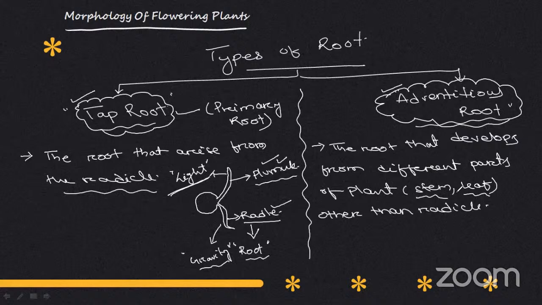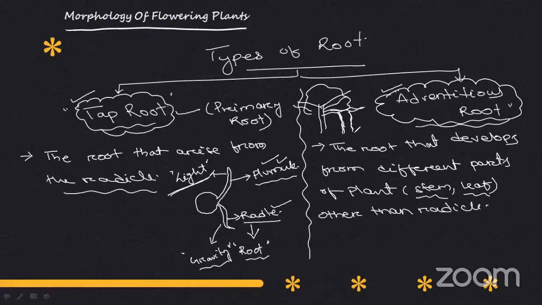For example, you may imagine in case of your banyan tree, there is the presence of aerial roots. Suppose this is a banyan tree. The banyan tree has several branches. Suppose these are the branches of the banyan tree. You may see some roots also going vertically downward.